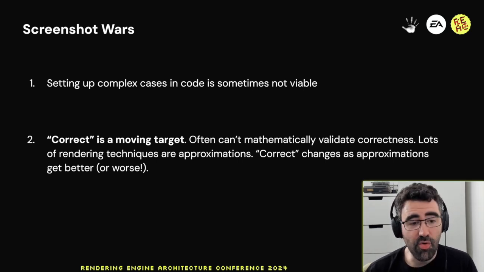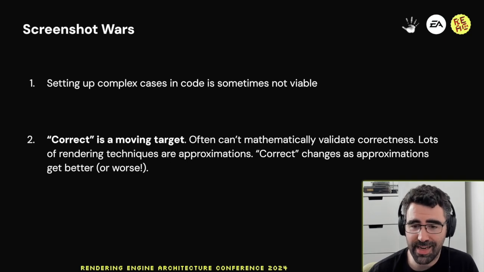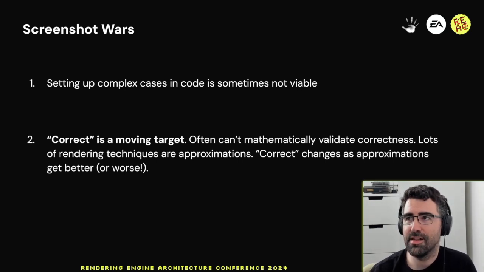And then correct is, I'd say, a moving target. First, you often can't mathematically define what correct is, because the system is too complex for us to say that. But also, a lot of rendering techniques are approximations, and as we change the approximations, correct changes. In the case of a blending operation, yes, you can say that 50% is the right thing. But if you're doing something like accumulating GI over several frames, at the end of the day, there's a point where you can only rely on what looks good is good.